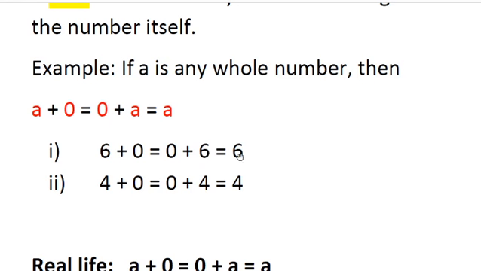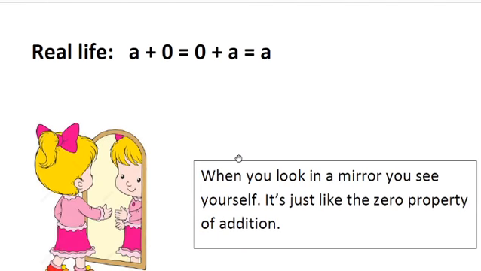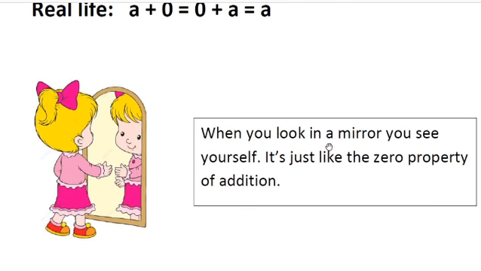So we have a real life example. Let's see that. When you look into a mirror, you see yourself, right, students? Assume that you are a number, like you are the number 6. If you look into the mirror, what do you see there? You see the number 6. So when it comes to additive identity, think of a mirror. The mirror will be 0. Adding any number by 0 will be the same number.